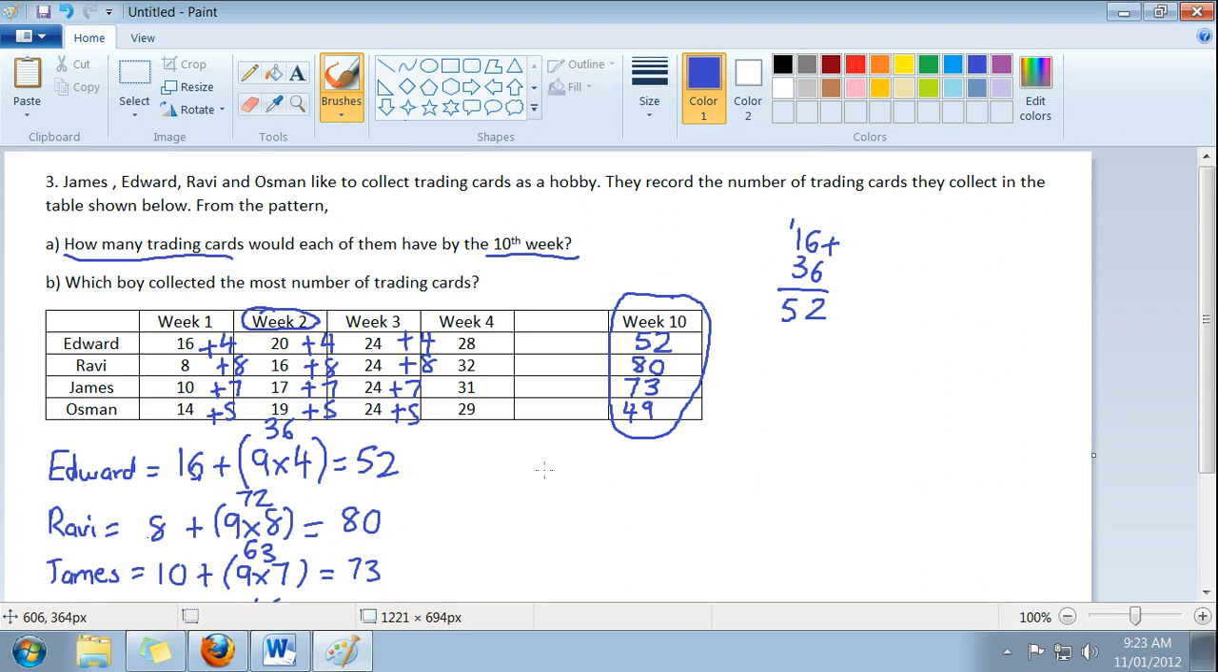However, if you wanted to write it as a full sentence, I guess you could write therefore, Edward would have 52 in 10 weeks. And then you would write Ravi would have 80 in 10 weeks. James would have 73 in 10 weeks. And Osman would have 49 in 10 weeks. Okay, if you wanted to write it out like that.